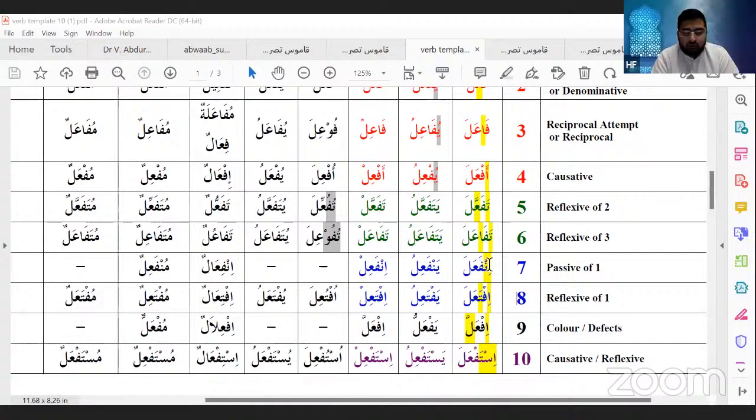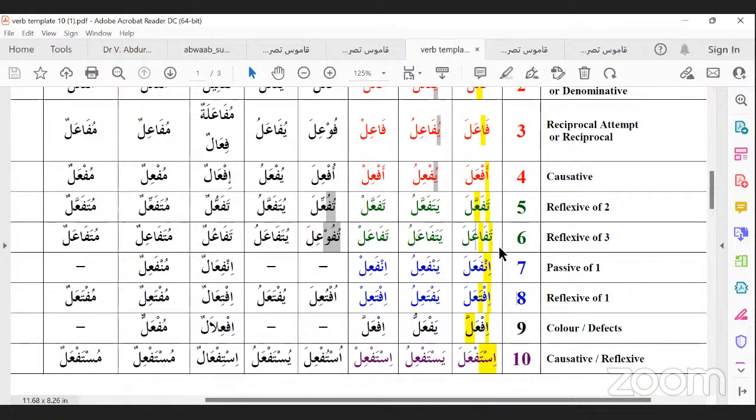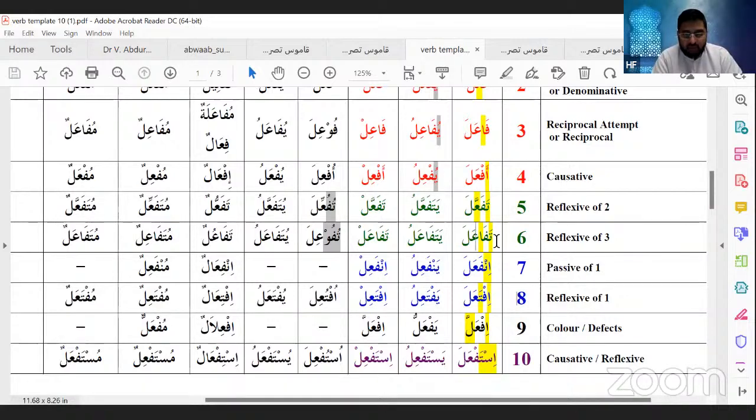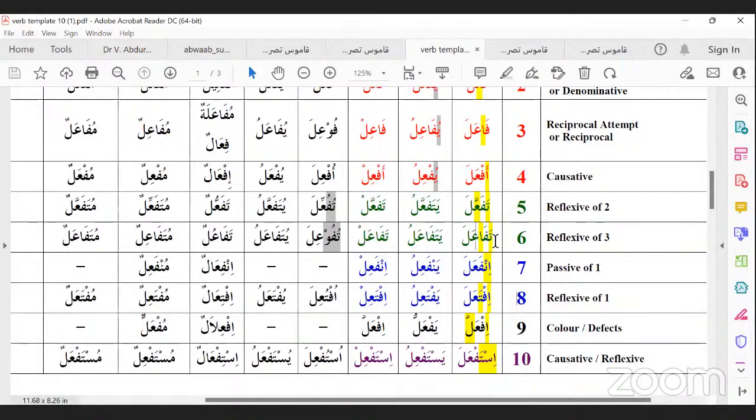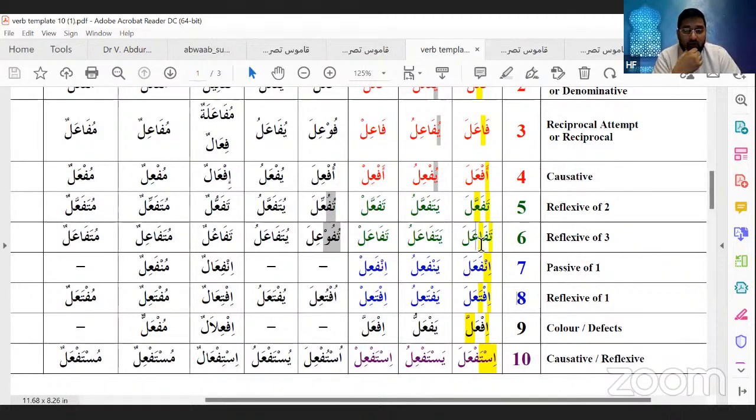Now, I'm going to do number 6. This one here. So, first of all, fa'ala is the root word. How many letters do you see additional being added? Two. They're not being added together, but they're added in between. I see a ta added and an alif. So the ta is added before the fa, and the alif is added after the fa.